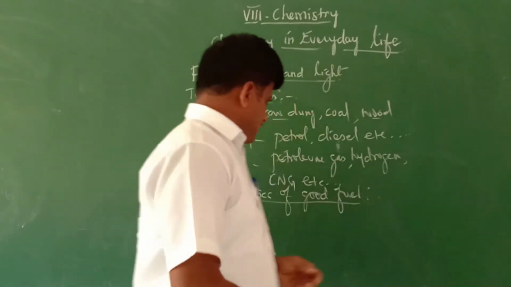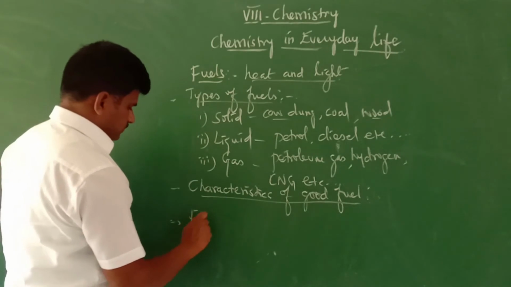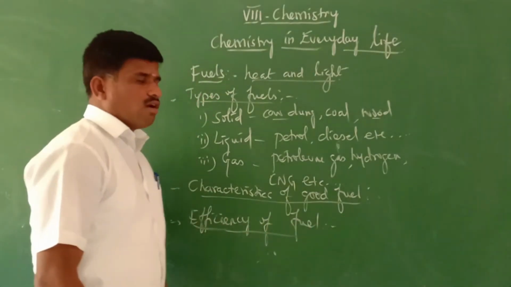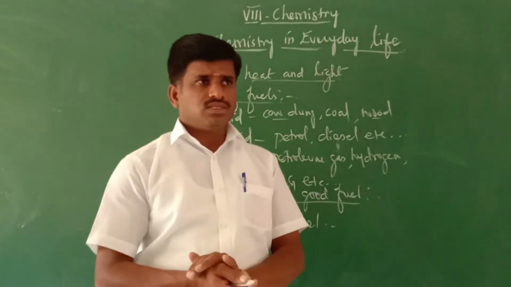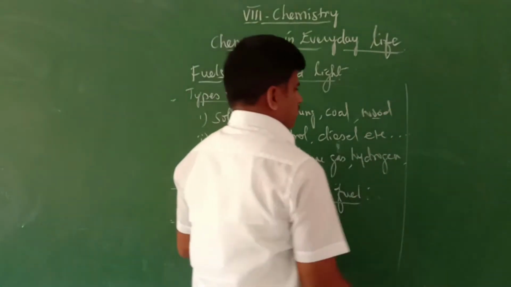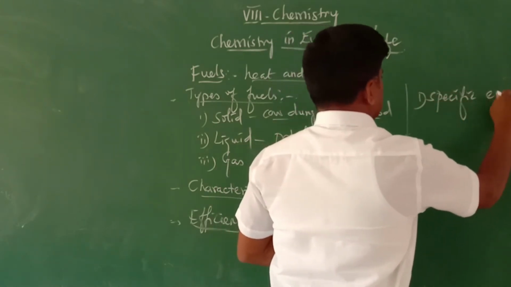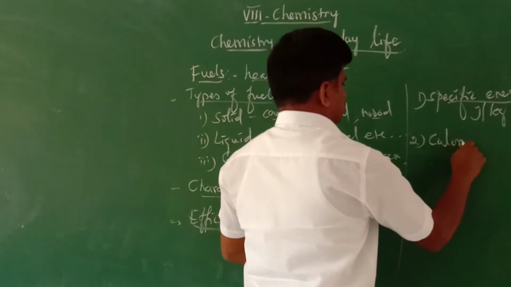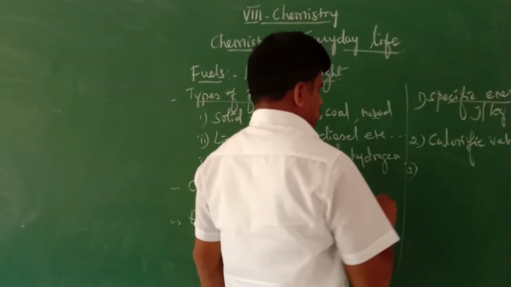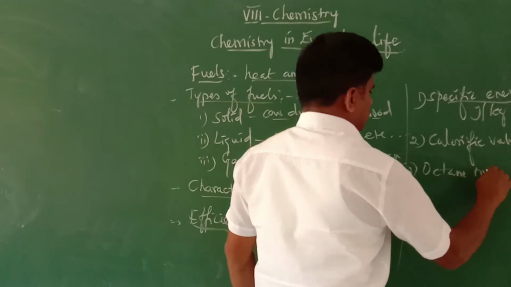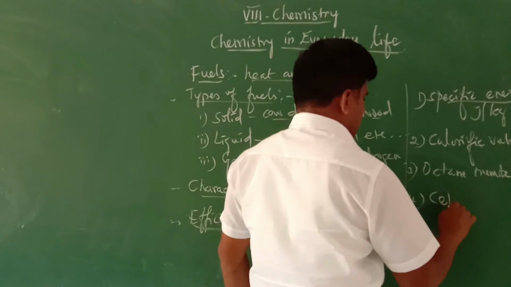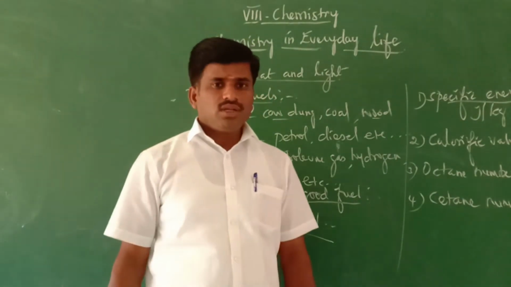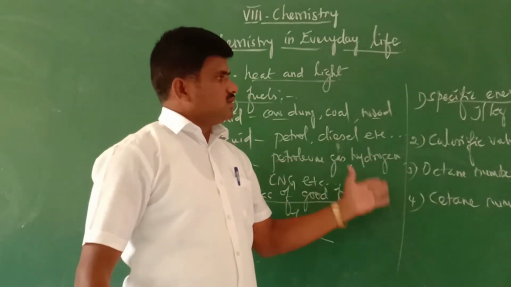Okay. Next we go to the efficiency of fuel. How can we calculate whether a fuel has good efficiency? For that there are certain values. They are specific energy, in joule per kilogram, calorific value, octane number, and the last one is cetane number. For a fuel to have good efficiency, these conditions should be fulfilled.